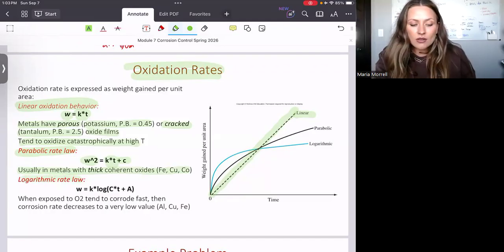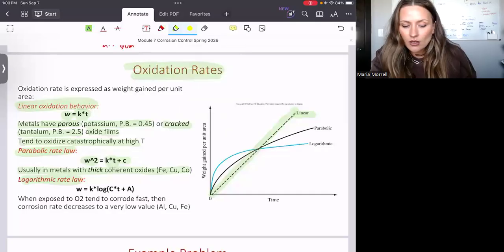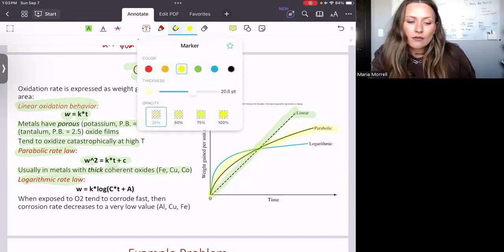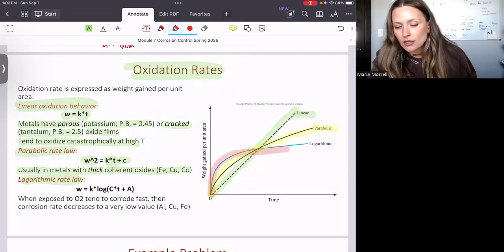Now, the last one is going to be the logarithmic rate, and perhaps I'm going to show you first the parabolic. It makes sense to use different colors, so this is going to be your parabolic, okay? And then the final one is going to be your logarithmic. Okay, so slow and then steady.